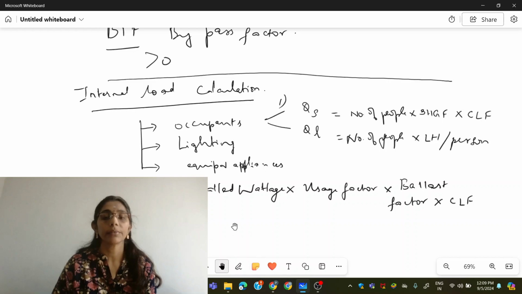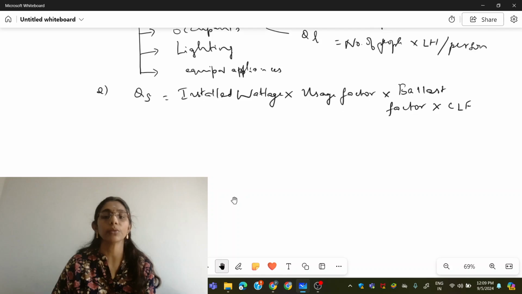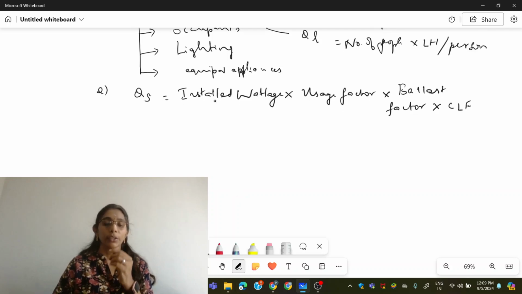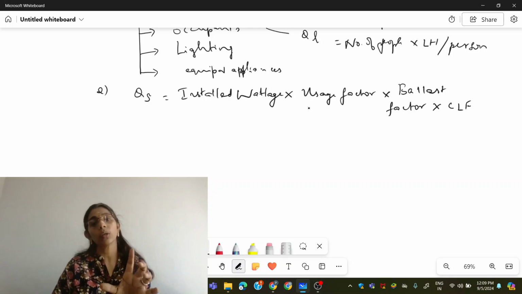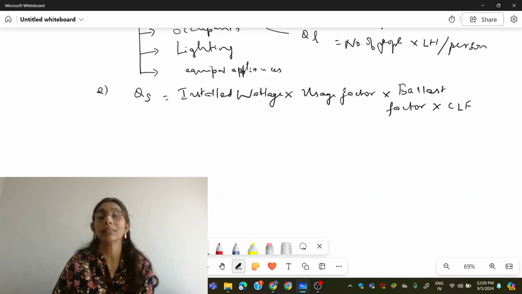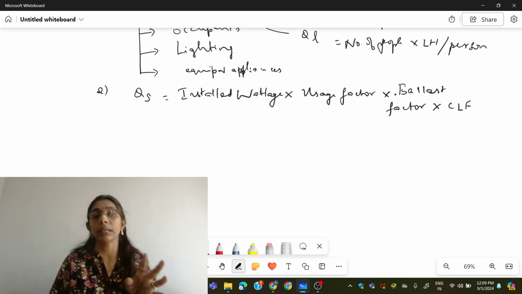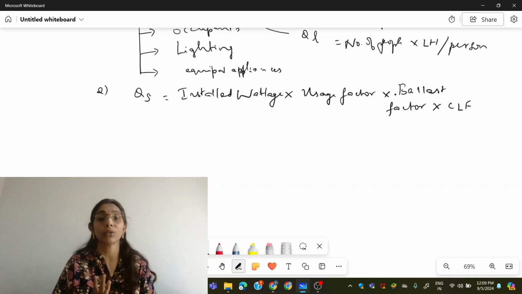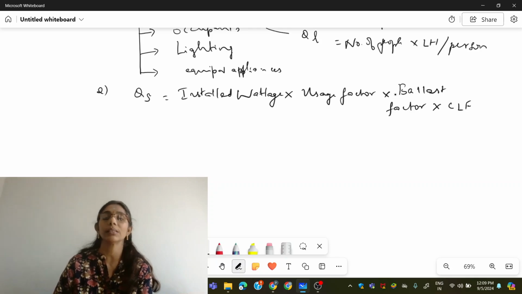We have reinstated the same point so many times, so you should be clear with that. You know what installed wattage is, whatever watt is specified for that particular light, and you know what the cooling load factor is also. Then what is this usage factor? Imagine you have 5 lamps inside your room, and at the time of calculating the cooling load, only one lamp is switched on. The other 4 are not on. In that case, you will consider only that one, right? So it accounts for any lamps installed but not on at the time of calculation. That is called the usage factor.